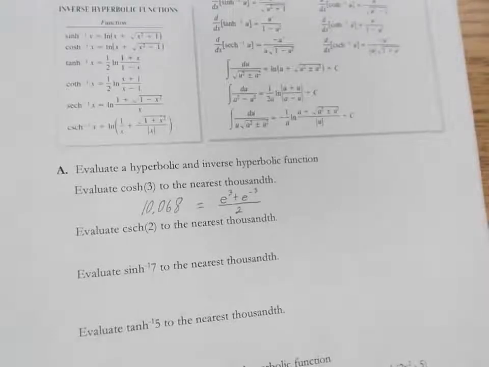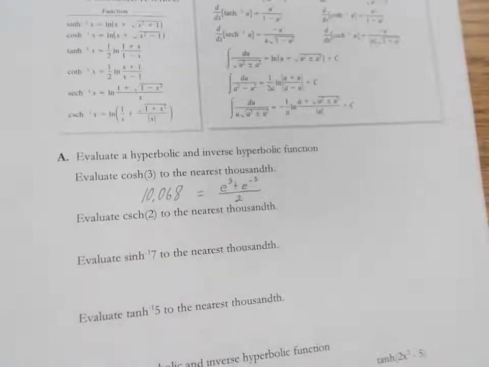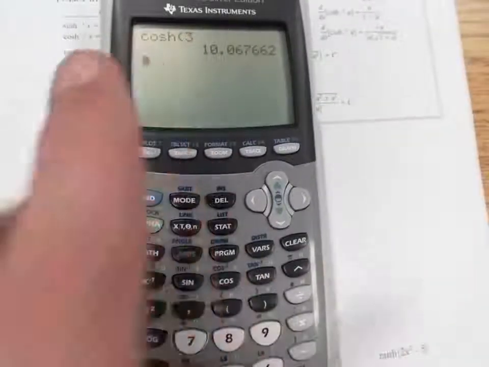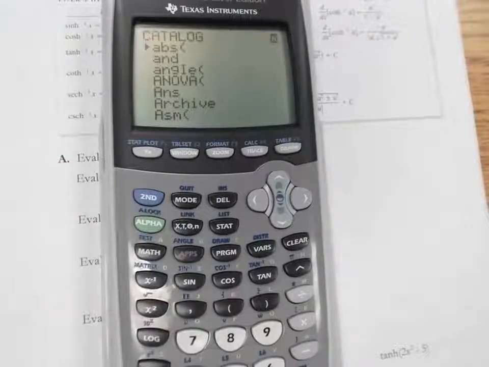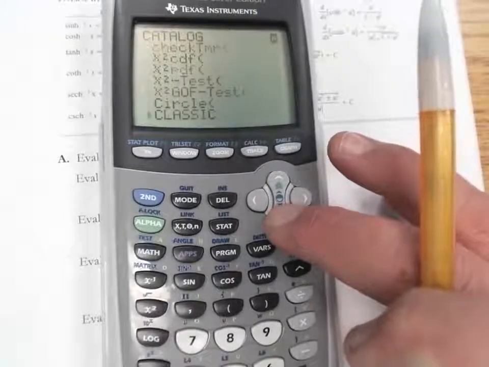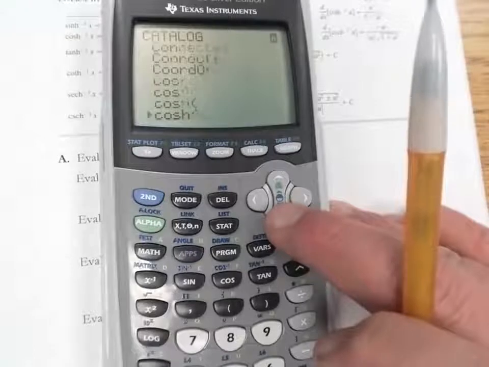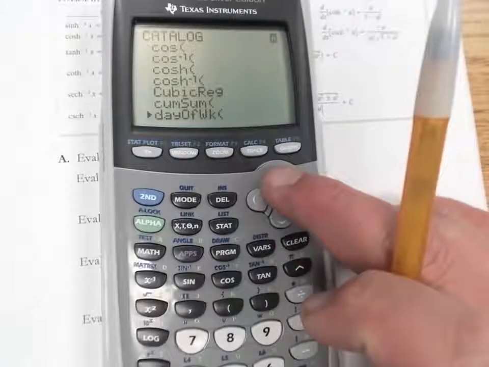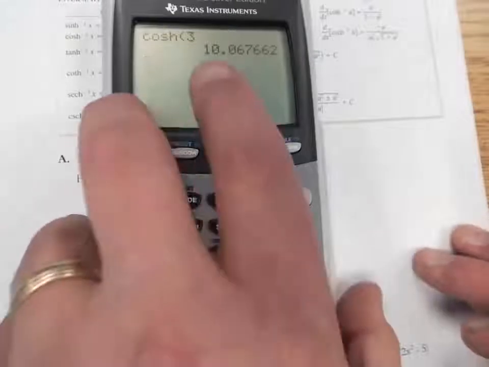So when we do the next one, which is hyperbolic cosecant of 2, I'm going to go back to my calculator and hit second and 0 to get into the catalog. Now again, I have the A, so I'm going to select C, and I'm going to see if I have a CSCH function, and I do not. So the calculator doesn't help me in this case.